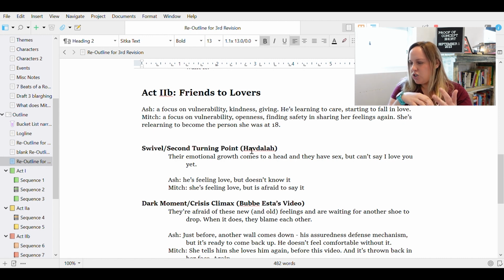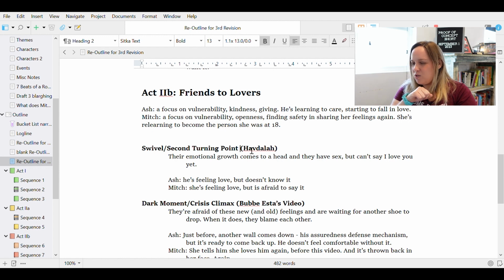And so what I like about this is that the emotional component is the scarier component and the one that has the most weight. Sex is an important step for them, but it doesn't mean I love you yet. It means let's get back to who we were. Let's get back to the relationship we had. Let's get back to that comfort level.